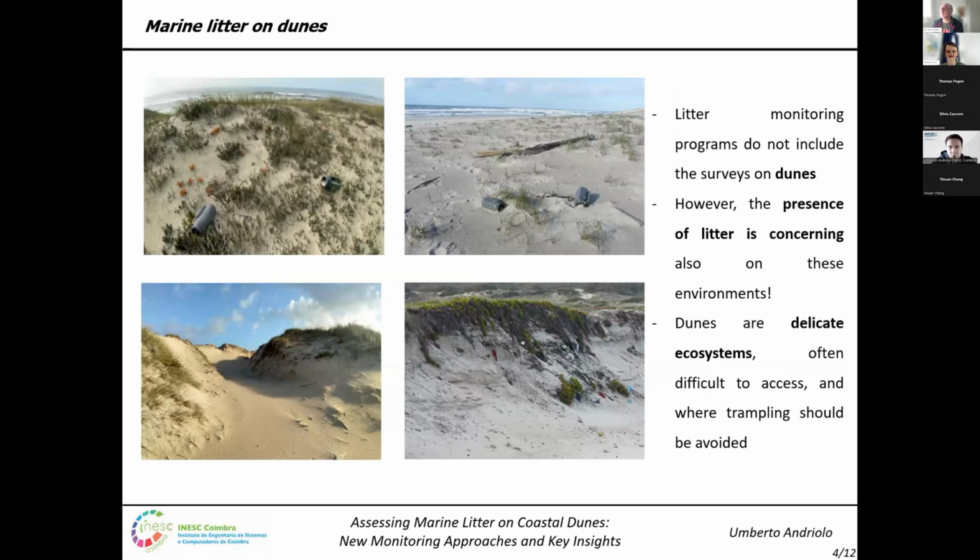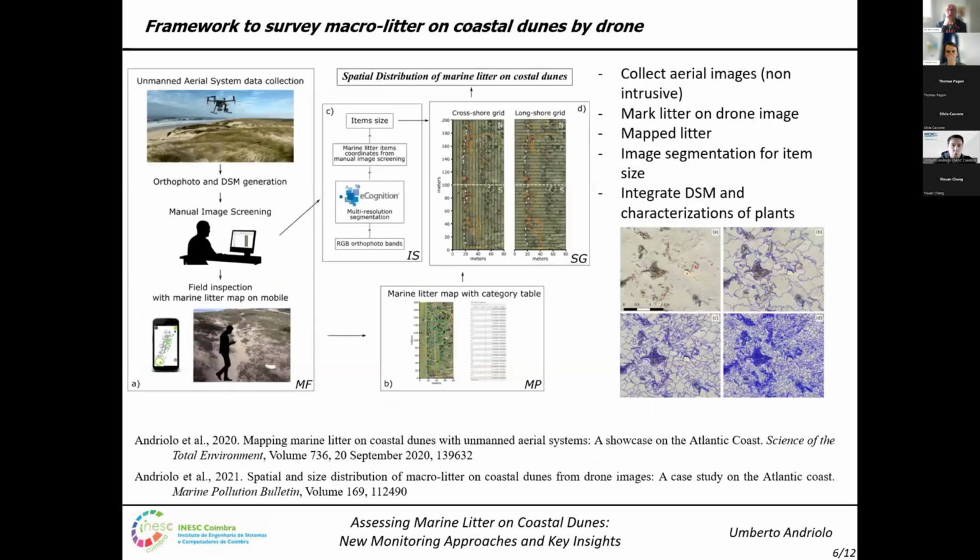It is important to know that litter monitoring programs do not include surveys on dunes. However, the presence of litter is concerning also in these environments, which we know are quite delicate ecosystems, often difficult to reach, and trampling should be avoided on these ecosystems. So we adapted the framework for surveying litter on beaches to coastal dunes.